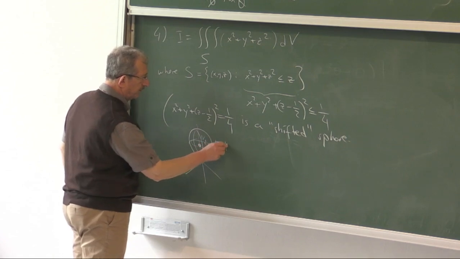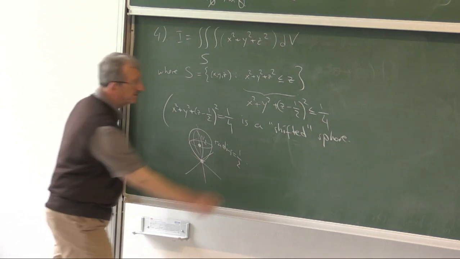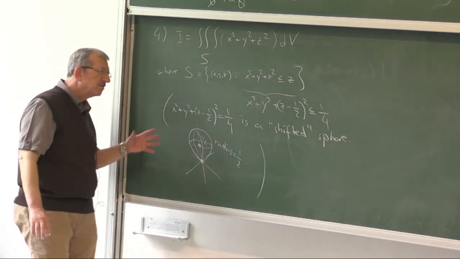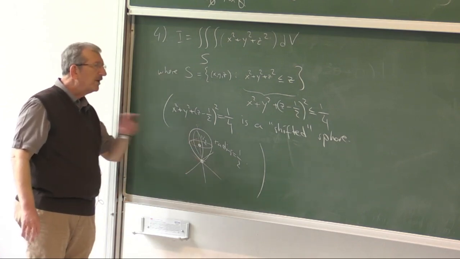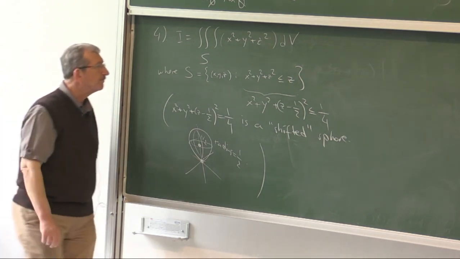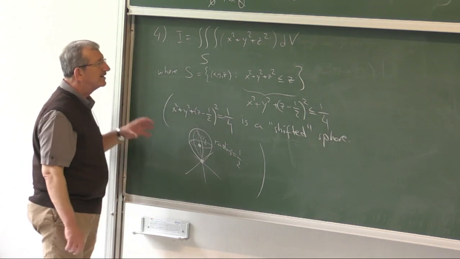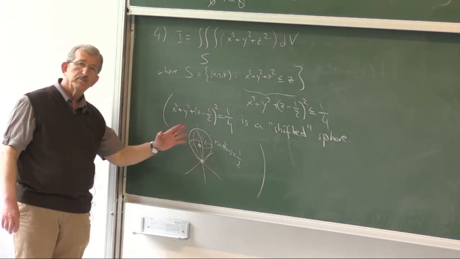So it's this sphere. It's a shifted sphere, but still a sphere. Not too bad. But we have to be careful with our bounds of the integral. So, first of all, is this a simple region with respect to, say, rho first?